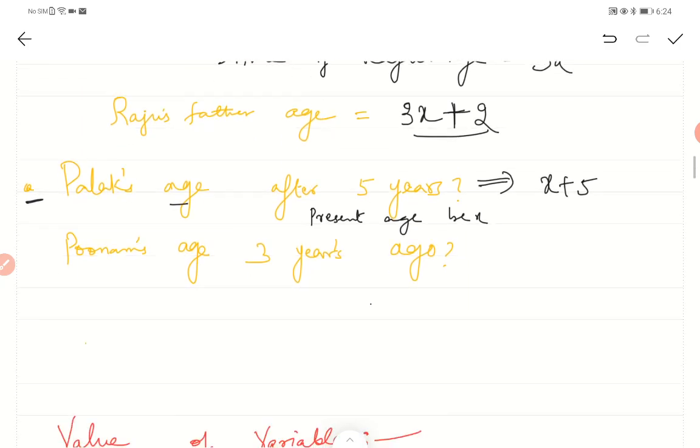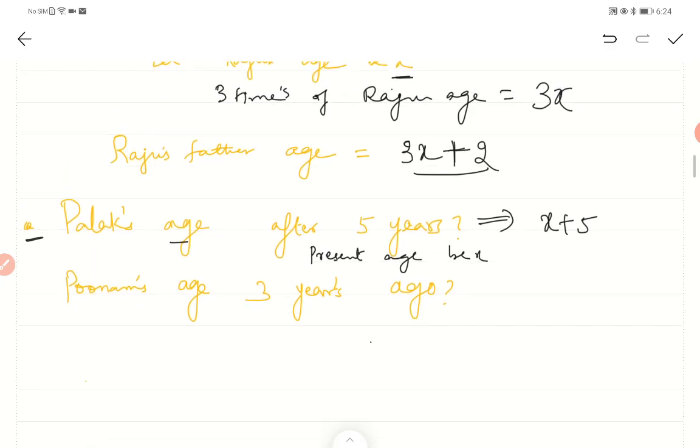Okay, now Poonam's age 3 years ago, meaning 3 years behind, what was her age? Present age is x. Let's take Poonam's present age as x. So x minus, ago means behind, 3 years back, what was her age? So x minus 3 will be the expression.